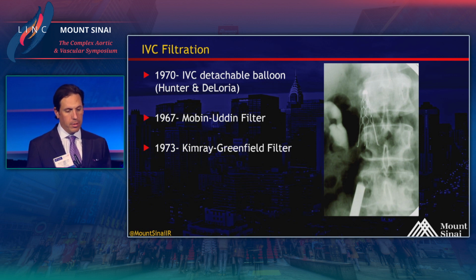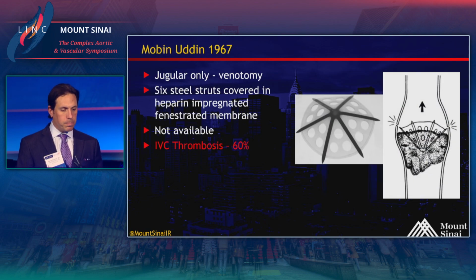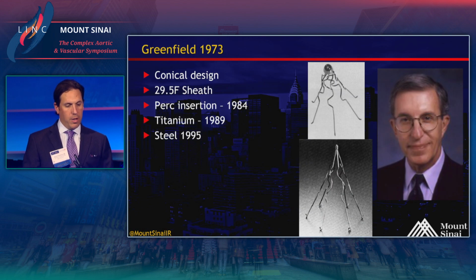Obviously we see Greenfield, but not typically the original Greenfield, which was 1973. Typically we see the ones that are more recent. The Mobin-Uddin filter had a 60% IVC thrombosis rate. But this is really interesting because the concept is very similar to what we've seen in some of the newer designs. It just probably didn't have enough flow through it. Greenfield designed the first Greenfield filter, which was a conical design in 1973.